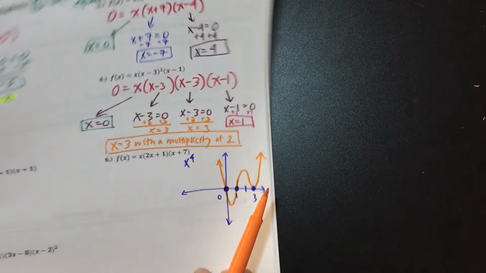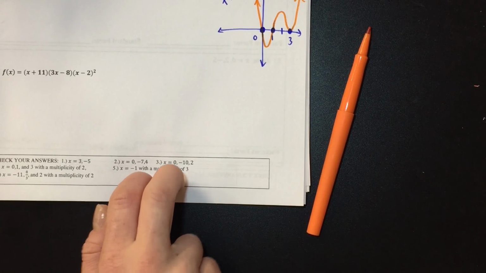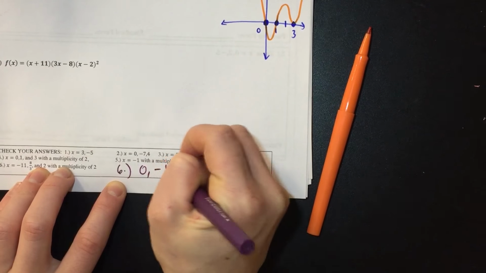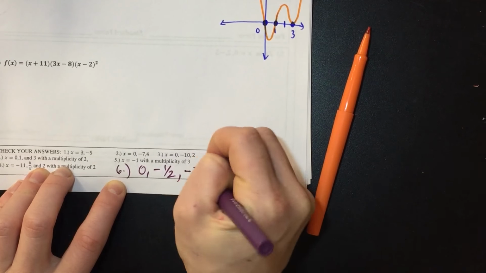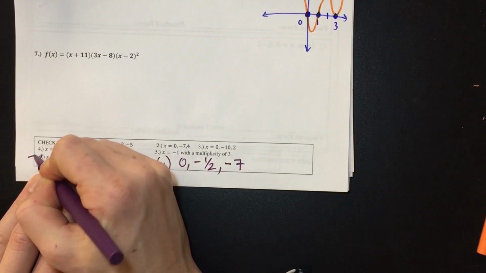In the answer key, I forgot to give you the answer to number 6, so I'll give it to you now, and then you can do this and check your work. The answer to number 6 should be 0, -1/2, and -7. And then that other answer I gave you as 6 is actually the answer to 7.